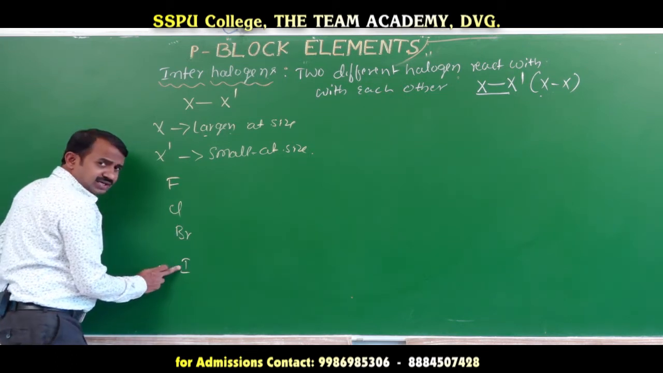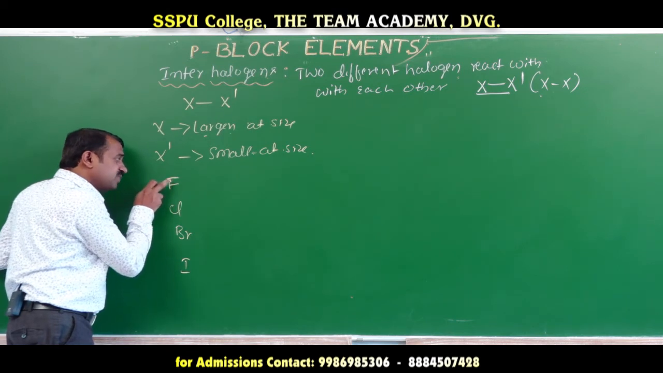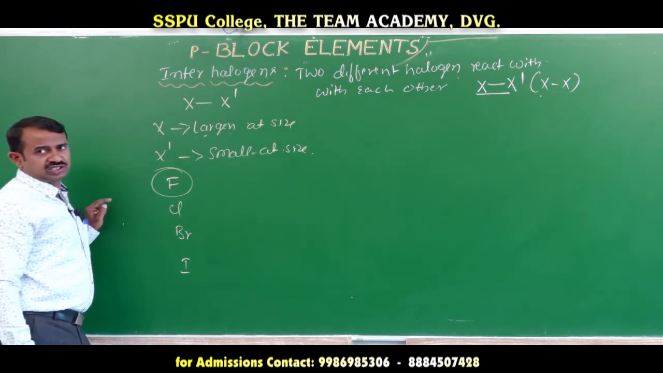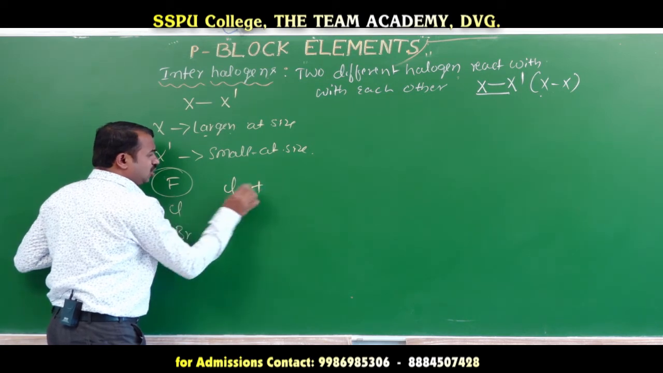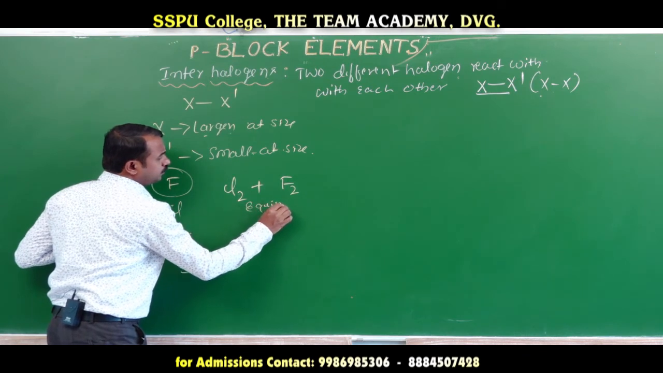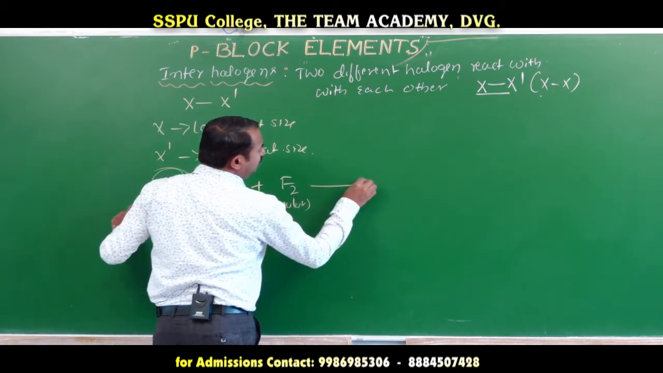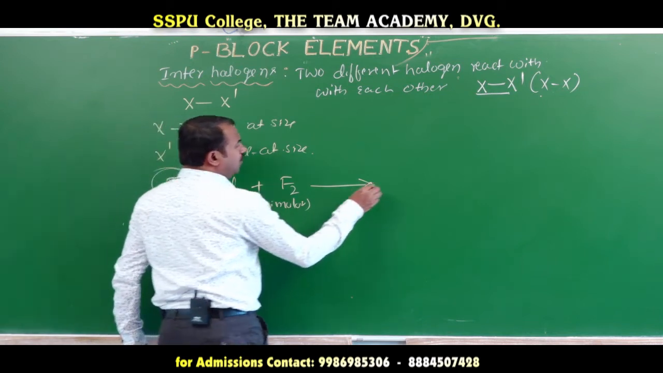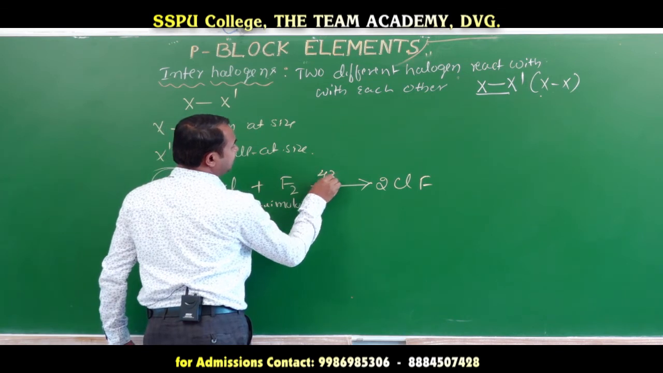When the atomic size is large, we get IBr, BrCl, ClBr; FCl is not formed. That means except fluorine, all are interhalogens. Suppose I take chlorine. When chlorine reacts with fluorine in equimolar amounts, it forms 2 molecules of ClF at 437 Kelvin.